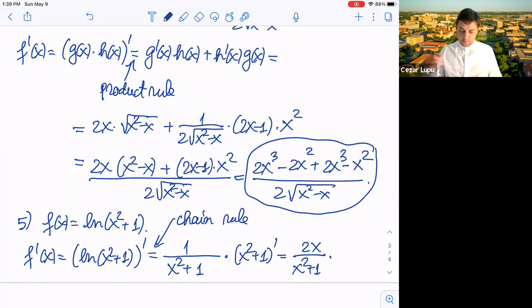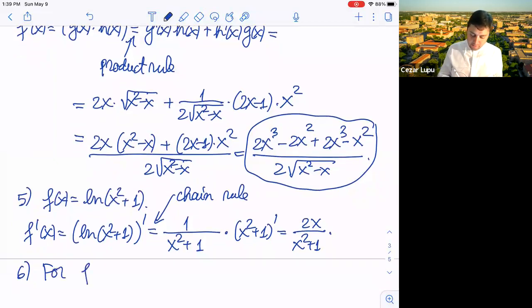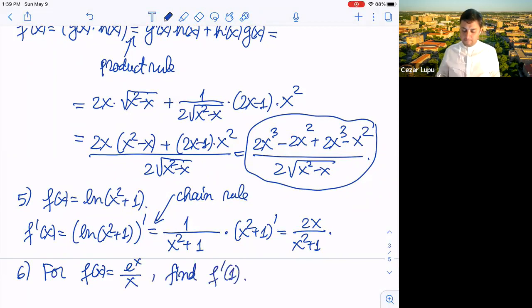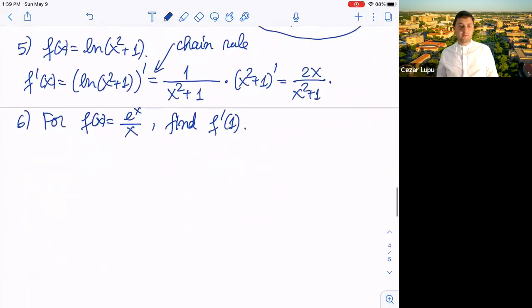And the last one, the sixth one, says the following: for f of x equals e to the power x over x, find f prime of 1. So what are we going to use in this case? I don't think we can simplify the function in any way. So we're forced to use the what? I want to hear it or see it. We use the quotient rule, right?